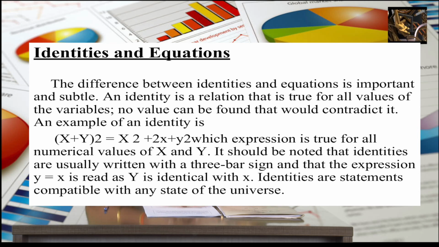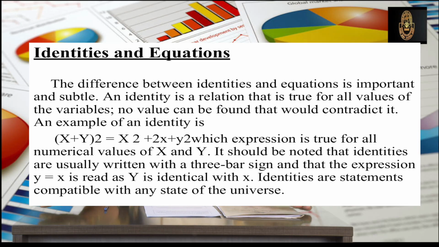An example of an identity is (x + y)² = x² + 2xy + y², which expression is true for all numerical values of x and y. It should be noted that identities are usually written with a 3-bar sign, and that the expression y ≡ x is read as y is identical with x. Identities are statements compatible with any state of the universe.